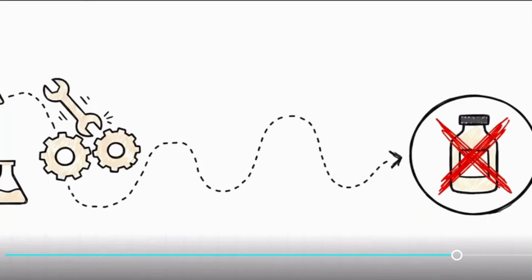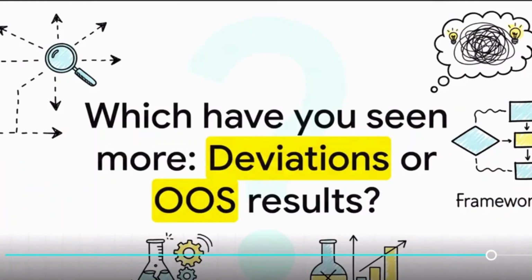So if you walk away with just one thing from this explainer, let it be this simple idea. A deviation is about doing it wrong. An OOS is about the result being wrong. One is about the journey, the other is all about the destination. Simple as that. And that kind of brings us to our final question for you.